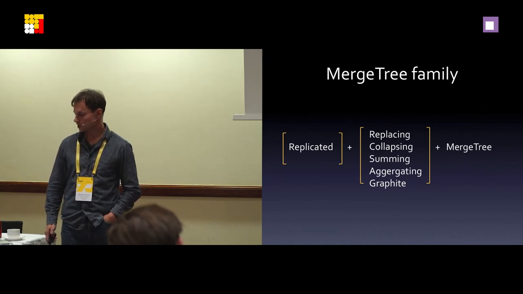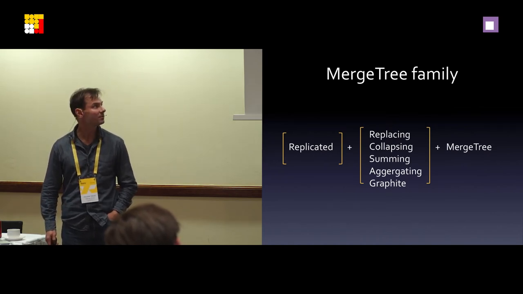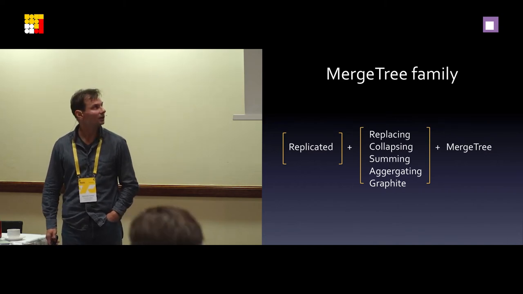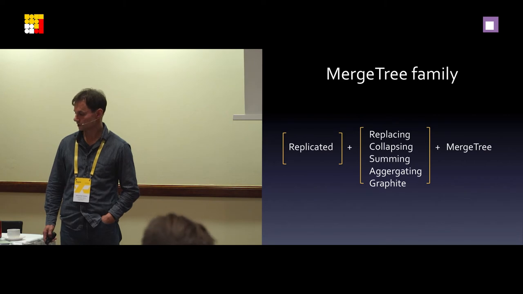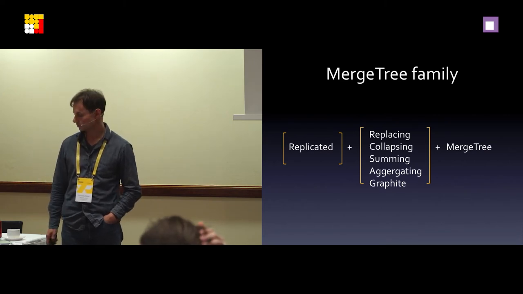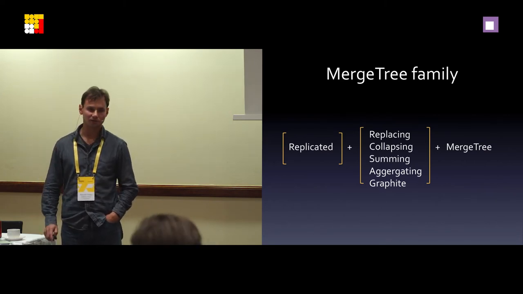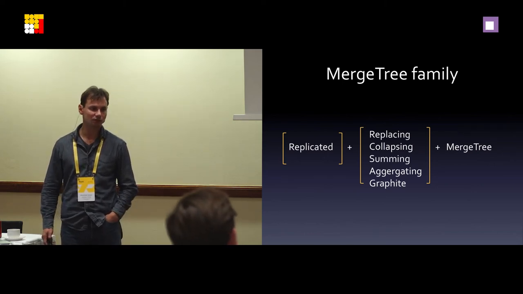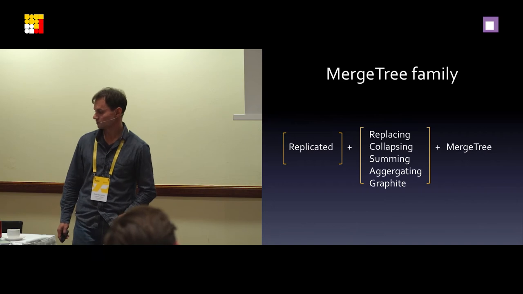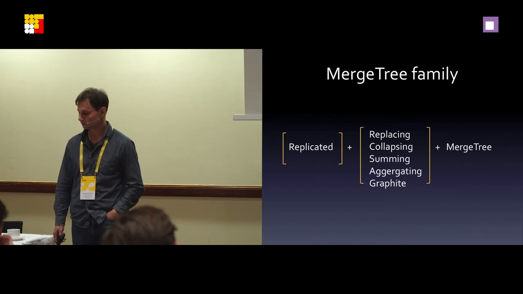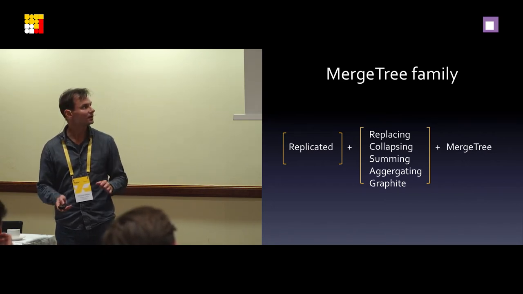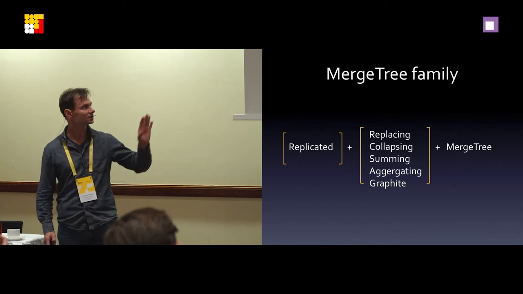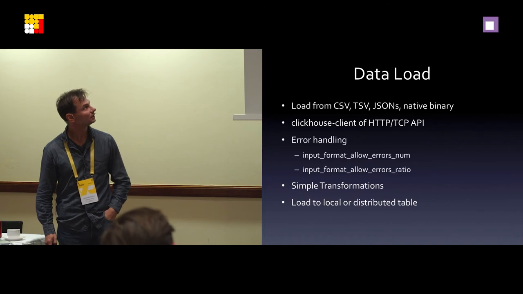And actually, it's not just the engine. It's a full family of engines which are built on top of merge tree. You can have replacing merge tree that somewhat emulates updates. You can have collapsing merge tree for the same purpose. You may have summing and aggregating merge trees to perform aggregation. This is very convenient with materialized views. And you can have replicated tables for all of these types of merge trees.